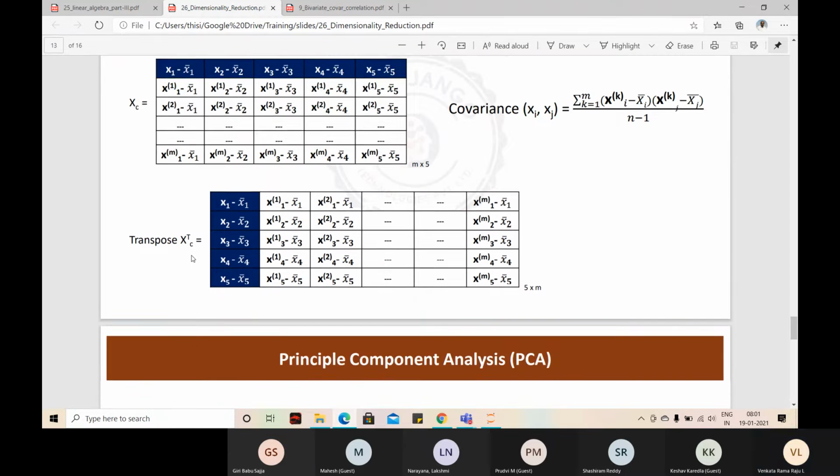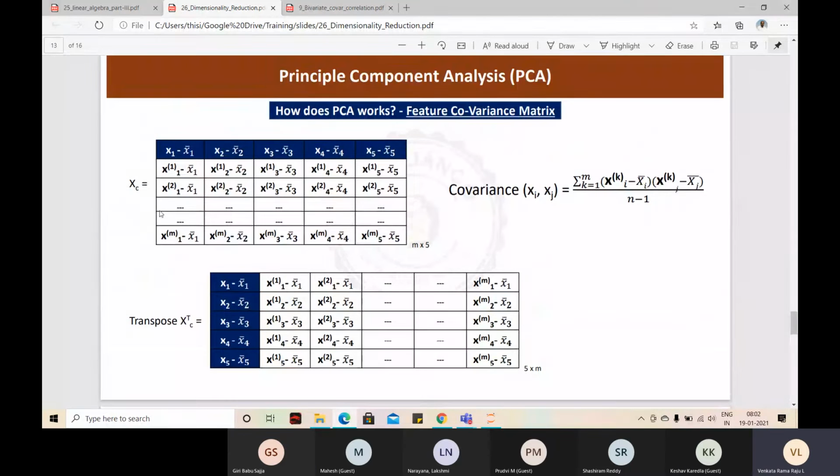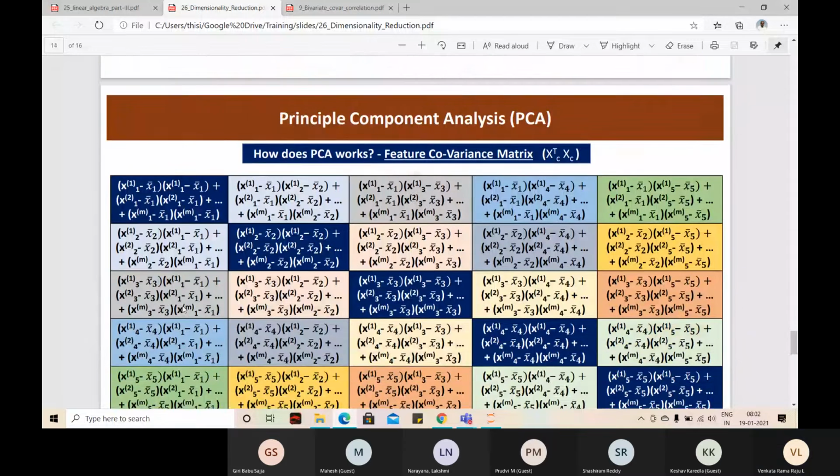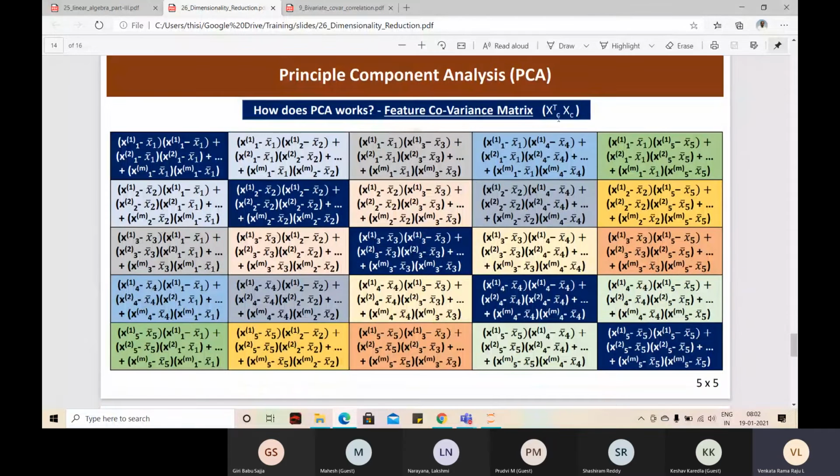Now I am multiplying XC transpose with X. See this here, the first column, first cell, X1 minus X1 bar, X1 minus X1 bar, right? So it is between X1 and X1. It's a covariance between X1 and X1. Do you agree? Yes, sir.